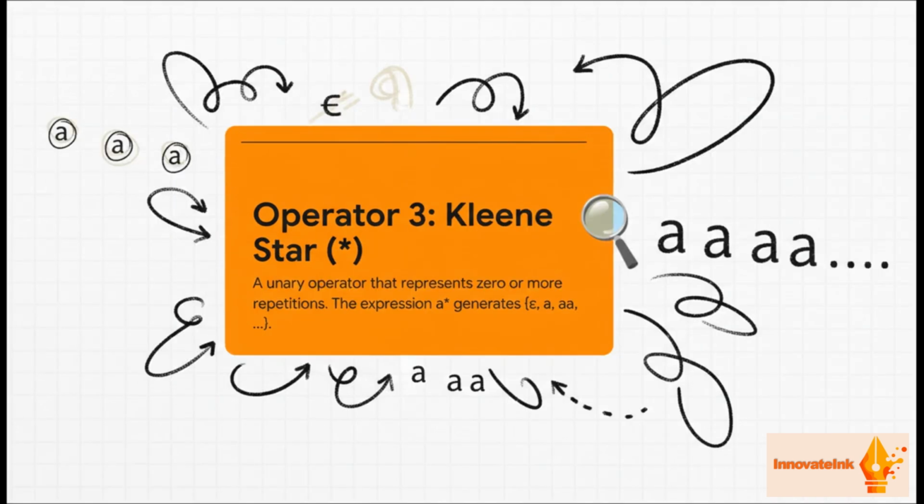And now for the real powerhouse of the group, the Kleene star. The star means 0 or more repetitions of whatever came right before it. So A star describes a language that could have nothing at all, which we write with that little epsilon symbol. Or it could have 1 A or 2 A's or 100 A's, all the way to infinity. This little star is what gives regex power to describe infinite sets.